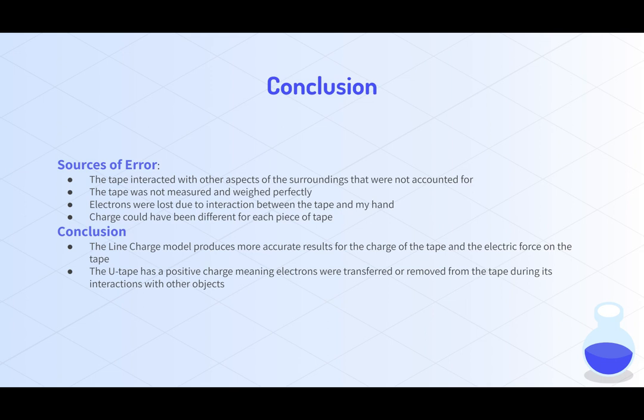So in conclusion, the line charge model produces more accurate results for the charge of the tape and for the electric force on the tape. And the U-tape had a positive charge, which meant electrons were transferred or removed from the tape during its interactions with other objects, such as my hand, calculator, or the other piece of tape.